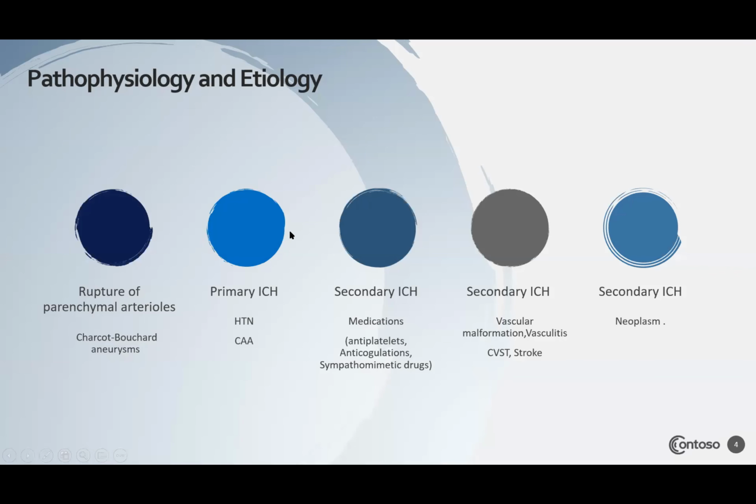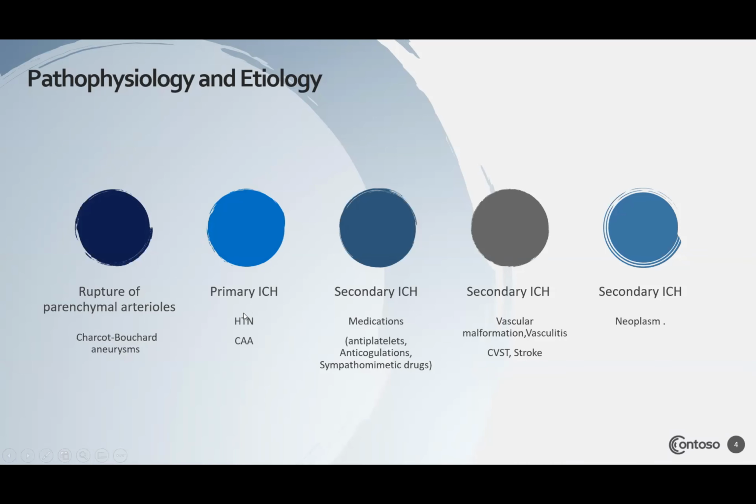So usually what we see in the ICU is hypertension-related ICH, though rarely we see these. In the secondary part, we see vascular malformation and CVST. Hemorrhagic transformation of stroke, we will see more frequently in patients who receive IV tPA if they are late in the window. So this is the etiology of ICH, either primary or secondary.